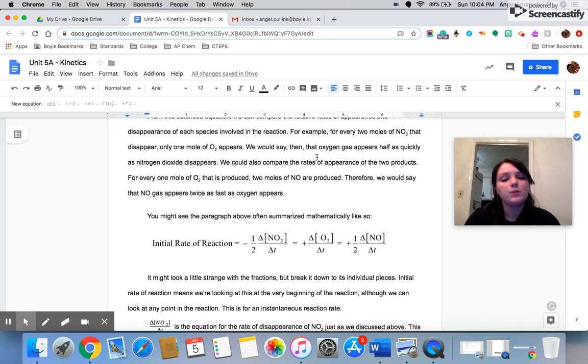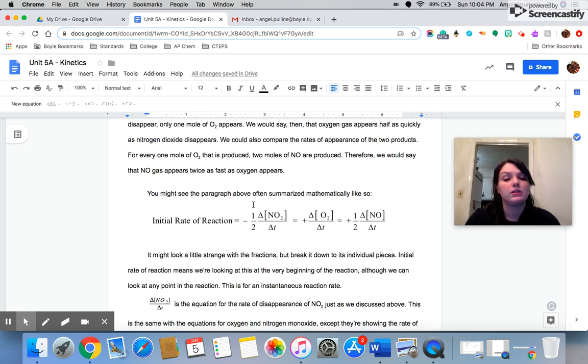Oftentimes people are going to summarize what I just said in this kind of format. This can look really scary at first, but if we break it down, it's not too bad. Initial rate of reaction means the rate at the very beginning of the reaction, time is equal to 0. What is the rate going to do?